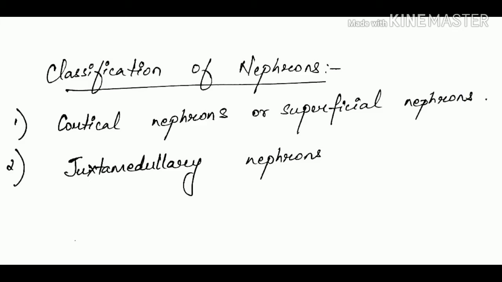The cortical nephrons are the nephrons having the corpuscle in the outer cortex of the kidney near the periphery. In human kidneys, 85% of the nephrons are the cortical nephrons. Juxtamedullary nephrons are the nephrons having the corpuscle in the inner cortex near the medulla.